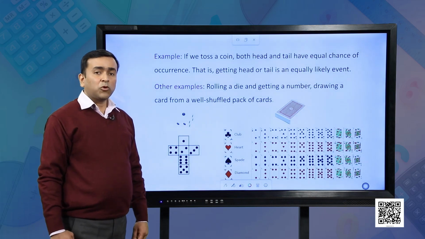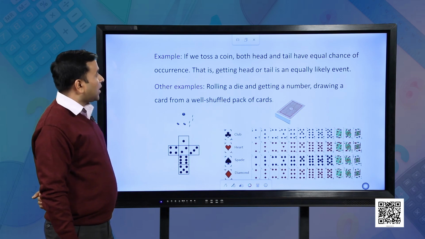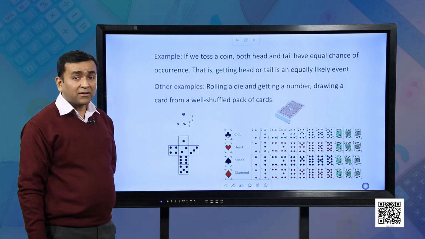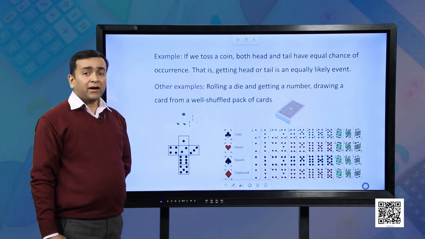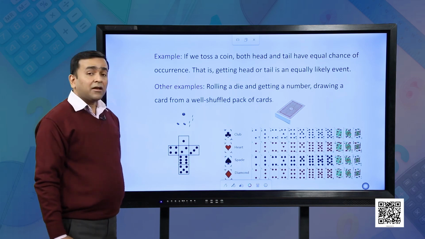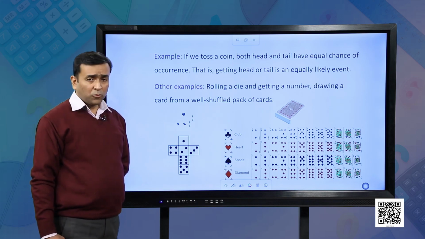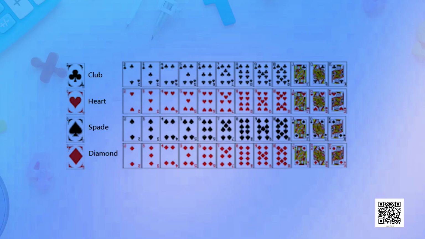Let us consider one more example. If we toss a coin, both head and tail have equal chance of occurrence. That is, getting head or tail is an equally likely event, isn't it? Other examples include rolling a die, getting a number up to 6, drawing a card from a well shuffled pack of 52 cards. You know that a pack of cards has 26 black cards and 26 red cards. It has 4 suits called club, heart, spade and diamond.